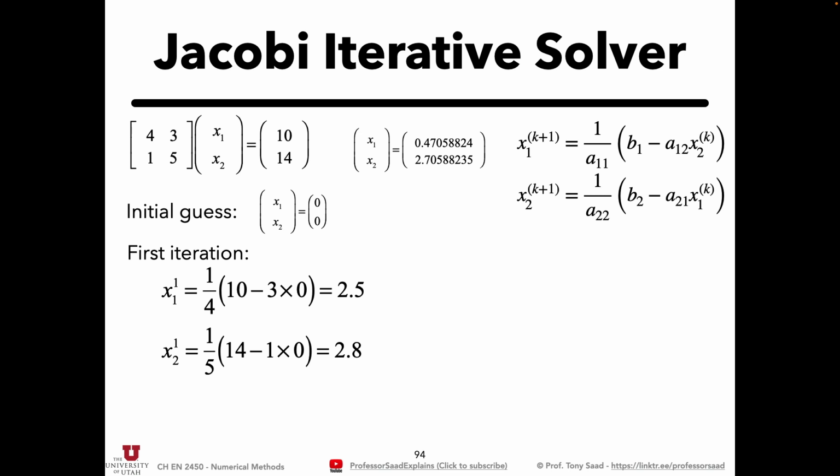What's the only thing that's changing in this next iteration, right? Nothing, they're not changing. Everything is there from the original equation, right?